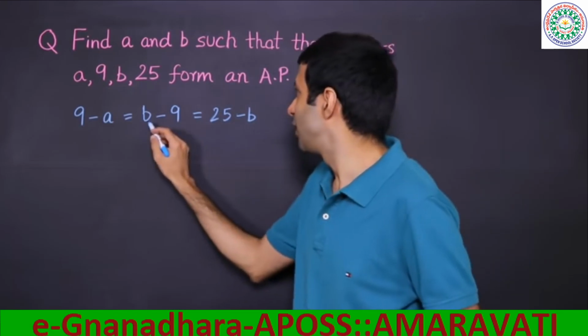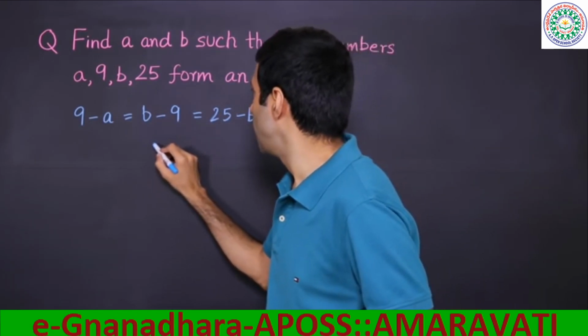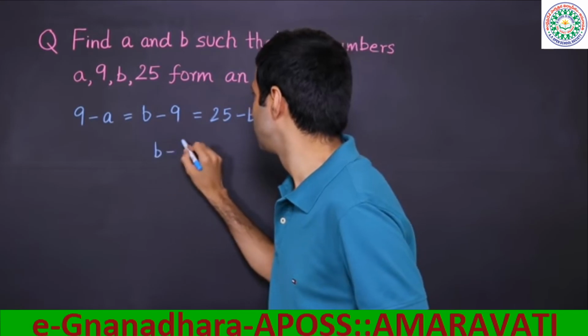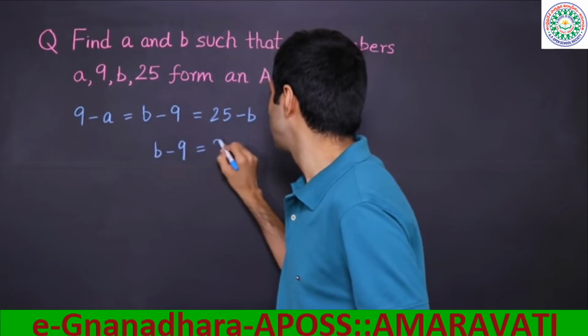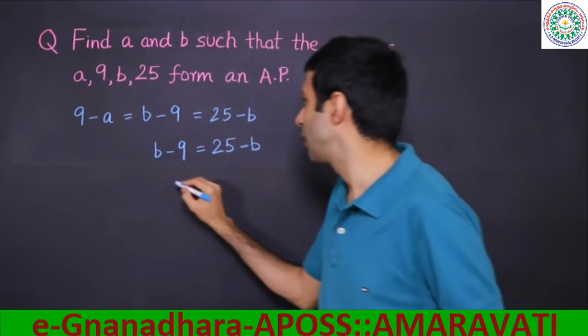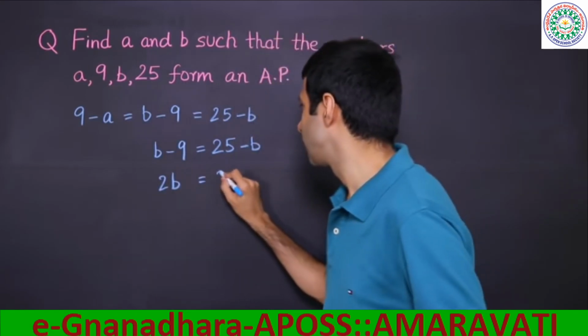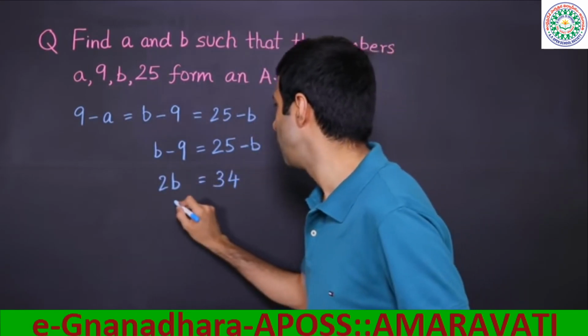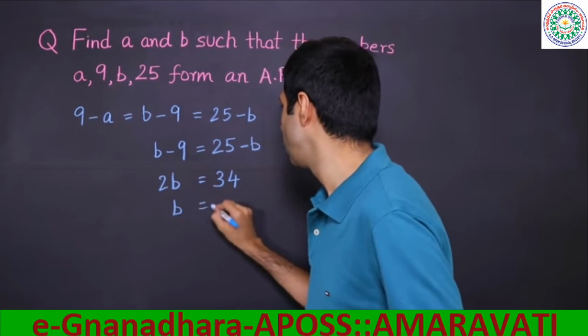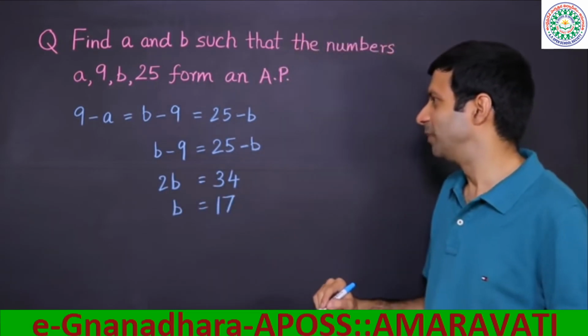So now let's use this part and solve for B. So we have B minus 9 equals 25 minus B. Right. So if you solve that, it's going to be 2B equals 34. So B works out to be 34 by 2, which is 17. So we found the value of B.